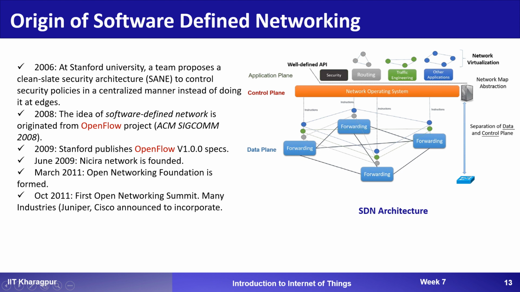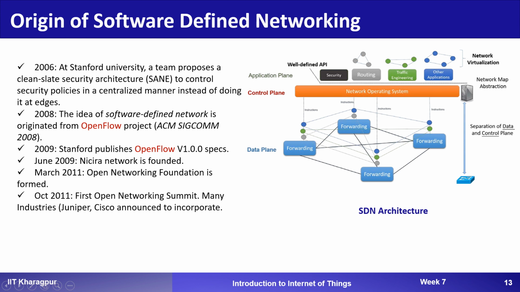In 2008, the idea of software defined networking originated from the OpenFlow project, which was published in ACM SIGCOMM in 2008. Then in 2009, Stanford published OpenFlow version 1.0.0. This is the specification of this OpenFlow protocol. And in June 2009, Nicira Networks was founded.